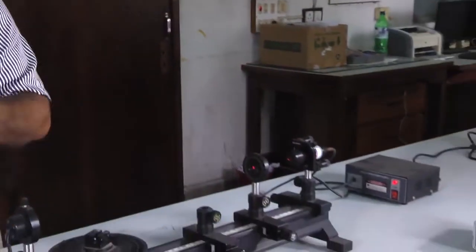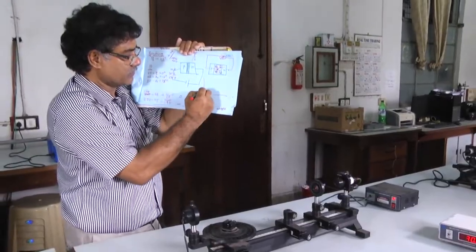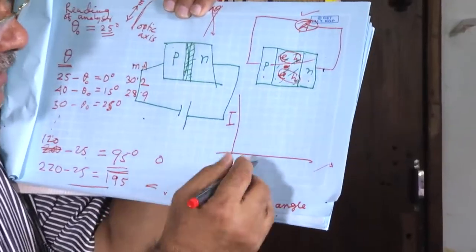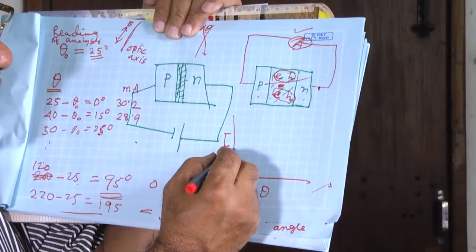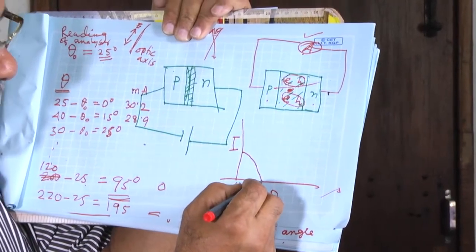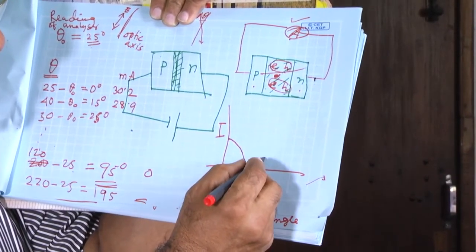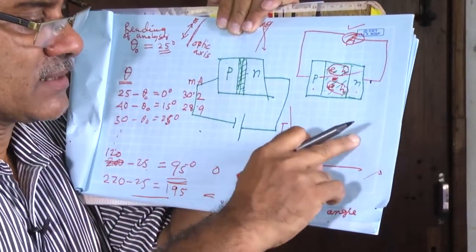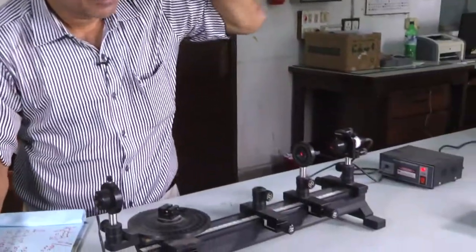So this way, all the time I am getting positive current. This current is equivalent to intensity of light, and this is the theta. It is varying: 0 degree maximum, then at 95, supposed to be 90, it is 0, and then it is changing, again I am getting maximum here. So I can continue to 360 degree and come back to the 0 initial position.